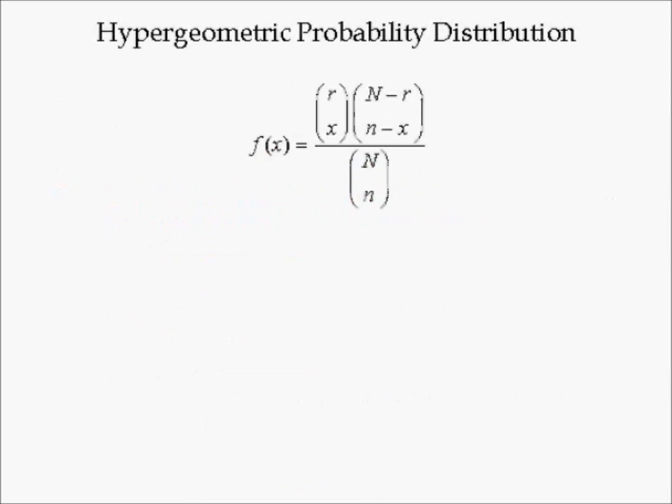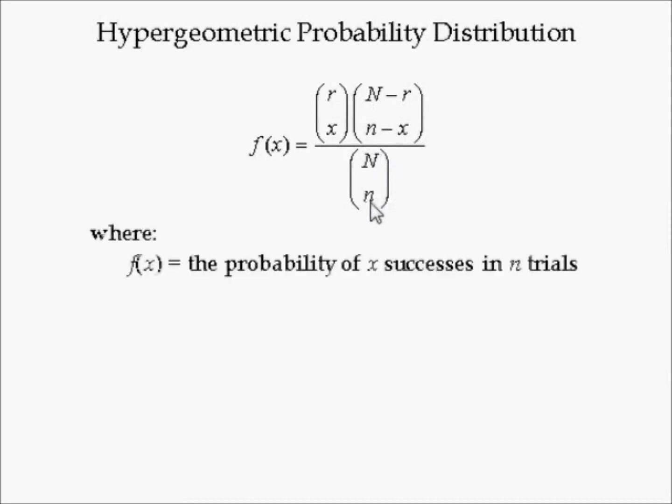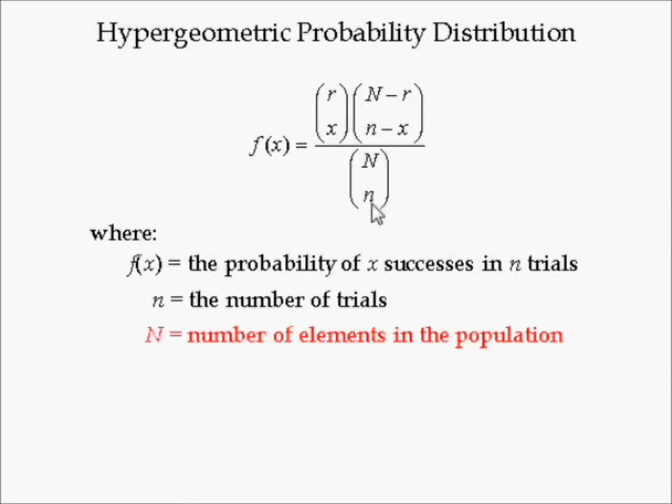The hypergeometric probability distribution function is R choose X times N minus R choose n minus X, divided by big N choose little n, where f(x) is the probability of X successes in n trials, which is the same interpretation as in the binomial. Little n is the number of trials, which is the same as in the binomial.